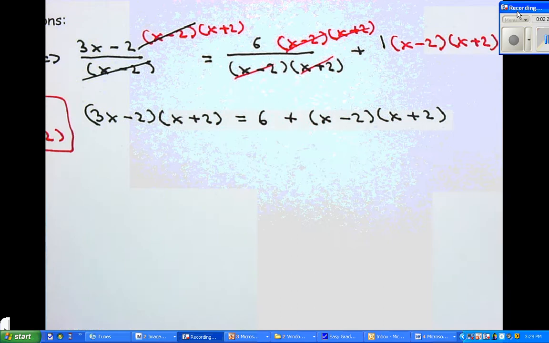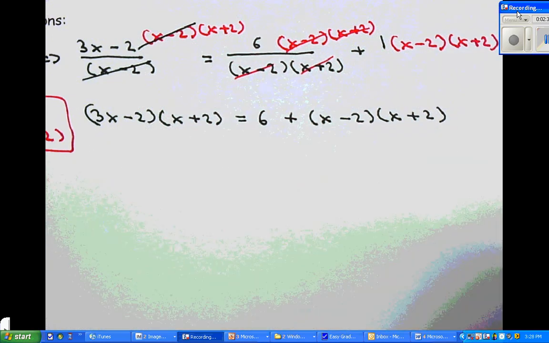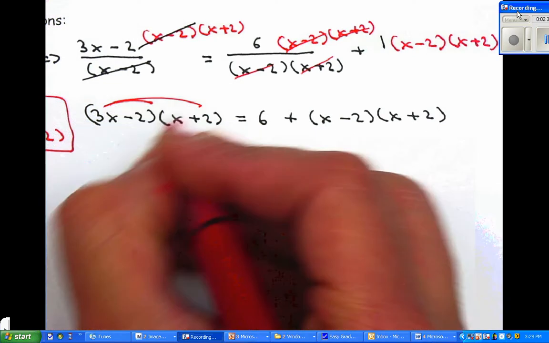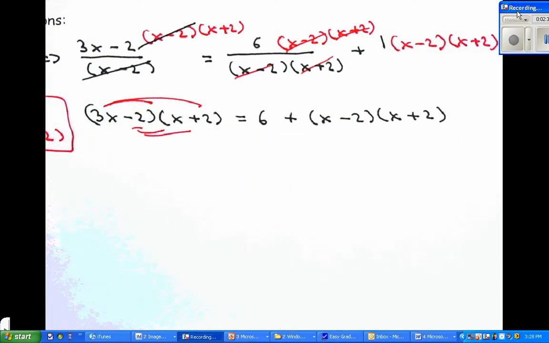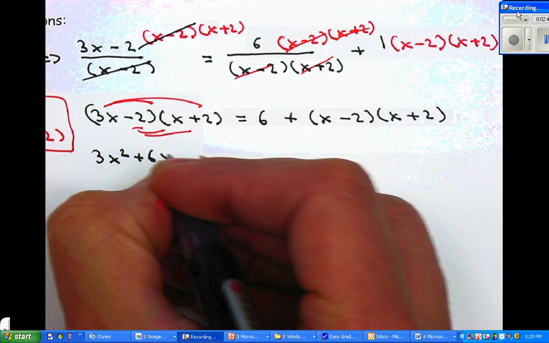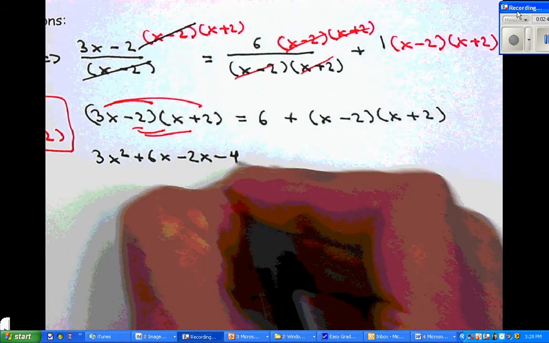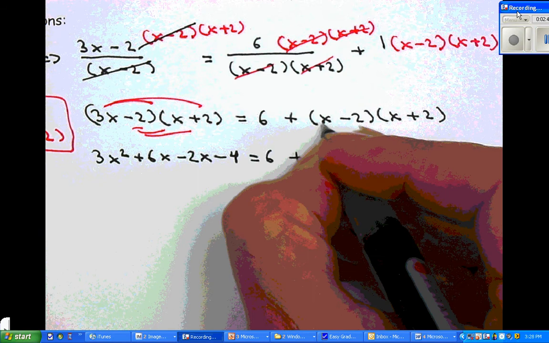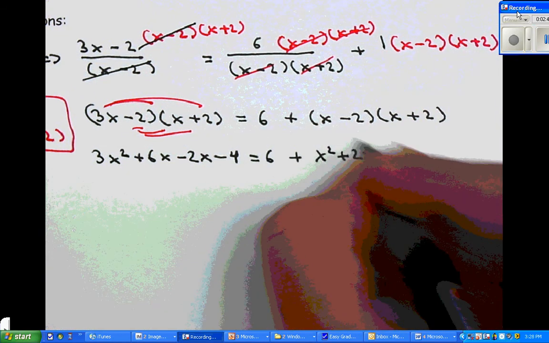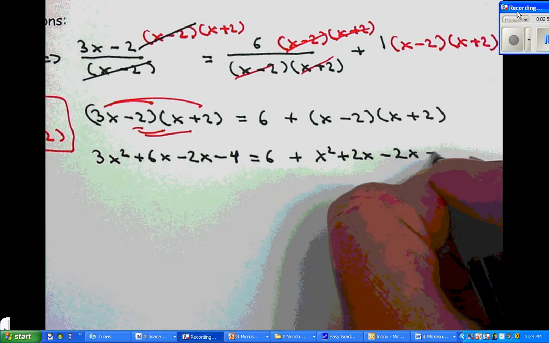So the only thing that we just need to do, we have an equation, and we want to be able to solve it. I'm going to use my distributive property, just FOIL. So we have 3x squared plus 6x minus 2x minus 4 is equal to 6 plus x squared FOIL plus 2x, multiply it out, minus 4.